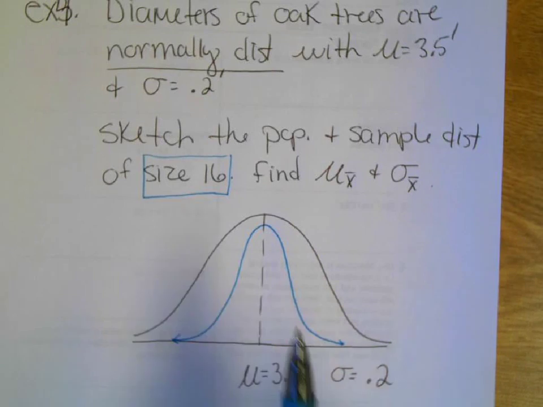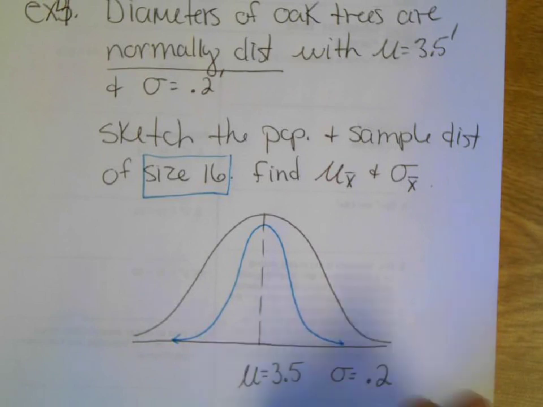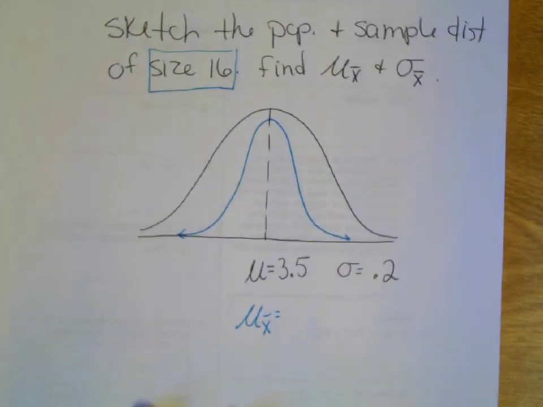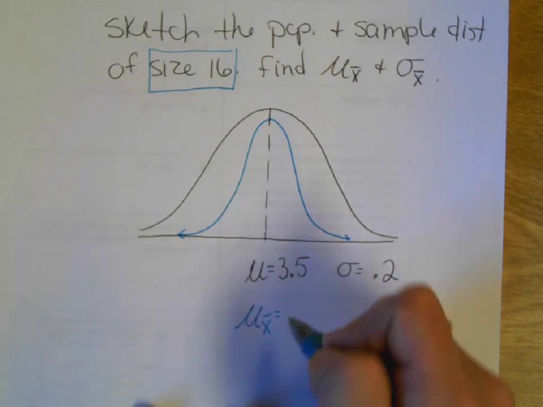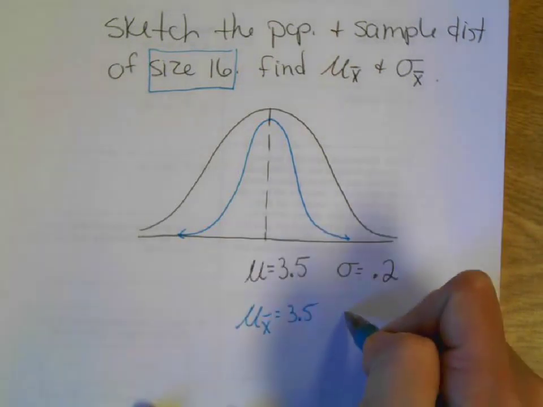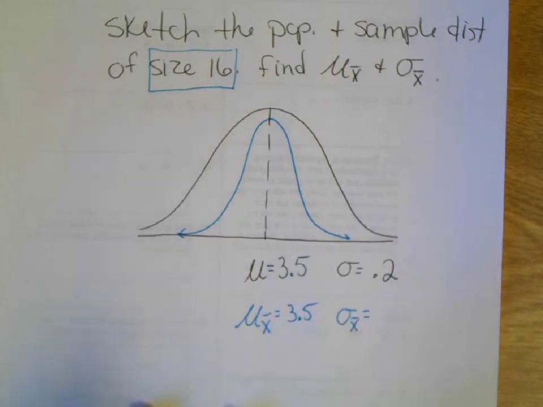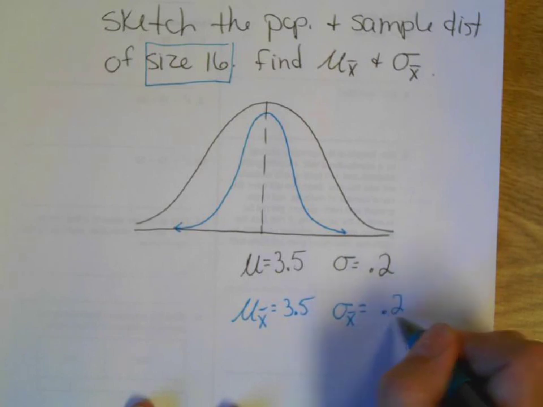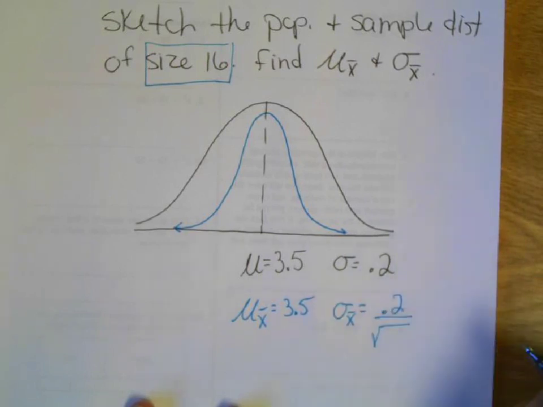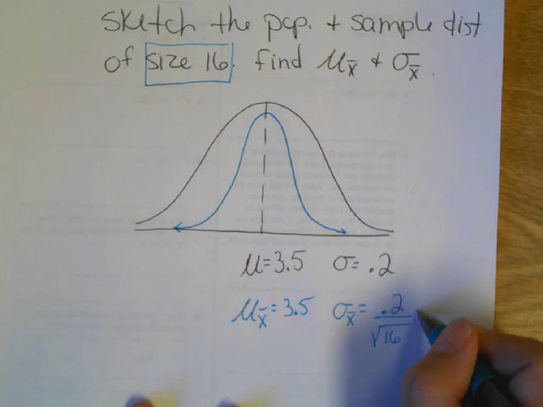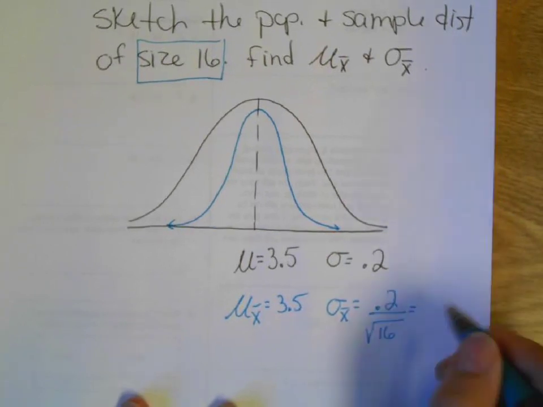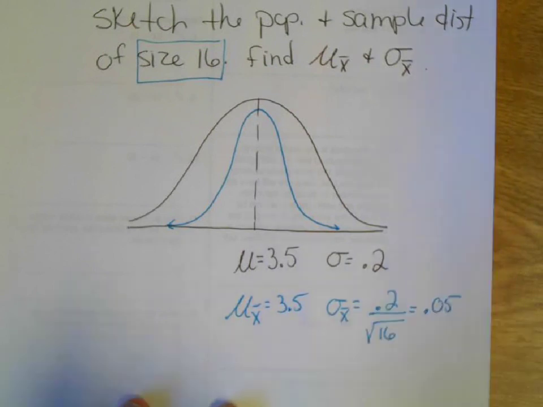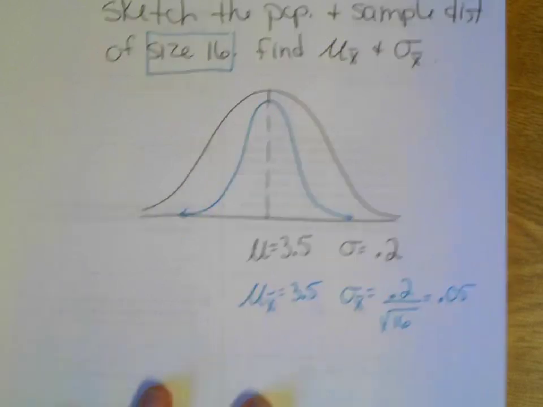I asked you to list the new mean and the new standard deviation. Well, the new mean, how does it compare to the population? Exactly the same. How do I get the standard error? Take the 0.2, divide by the square root of the sample size. Sample size was 16, so 0.2 divided by 4, 0.05. That's as much as I want you to do today. So it's two simple concepts.